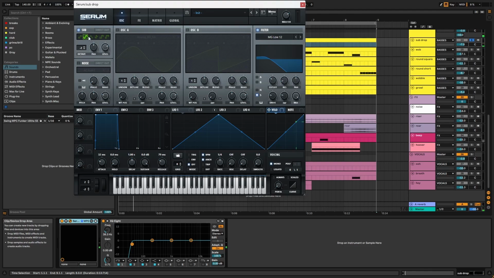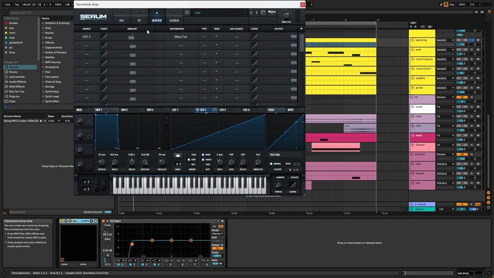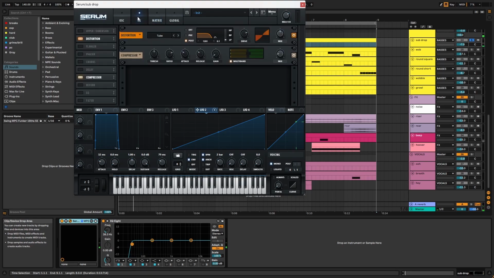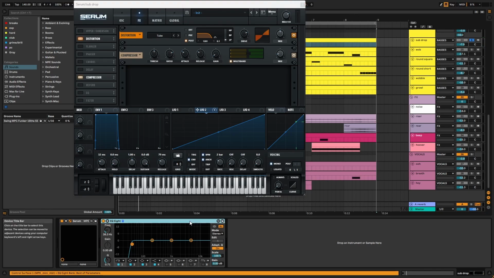In Serum, we have a rounded square waveform taken down by 2 octaves, running into this low pass filter. LFO2 is modulating pitch. In the effects, we have distortion and multi-band compression. There's an EQ on the channel, as there is for every bass.